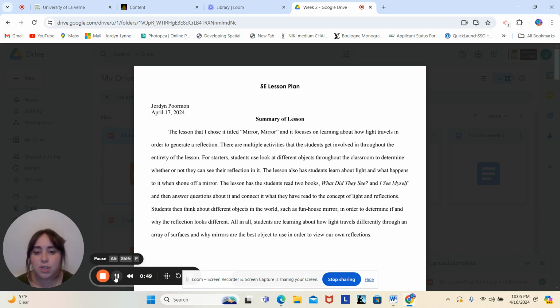So ultimately, students are answering the question of why mirrors are the best object to use in order to view our reflections, and ultimately seeing how light travels through different surfaces.